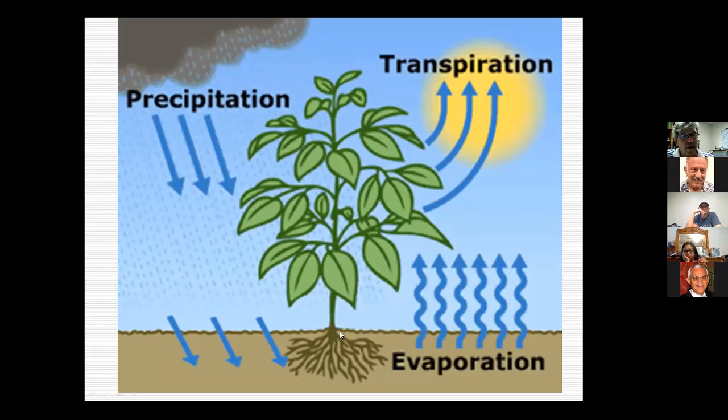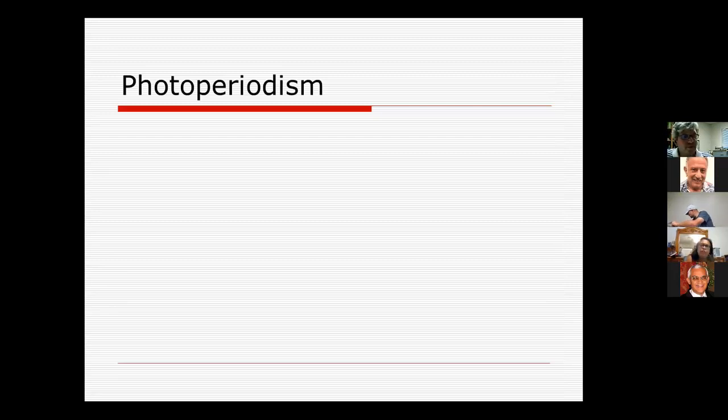But if it's absorbed by the soil, it moves up through the roots into the leaves, then it is transpiration if it goes through the leaves. So evaporation is outside the plant, transpiration inside the plant. Okay, easy peasy. We're done with those parts.